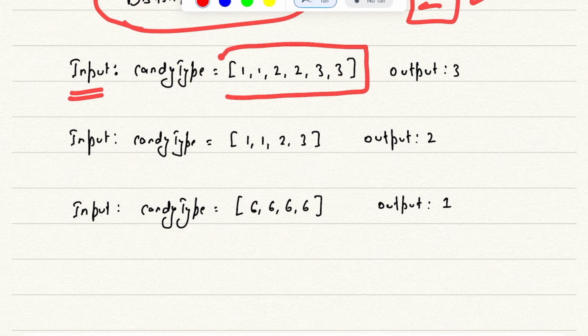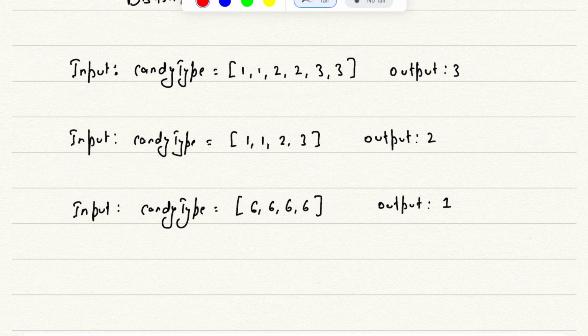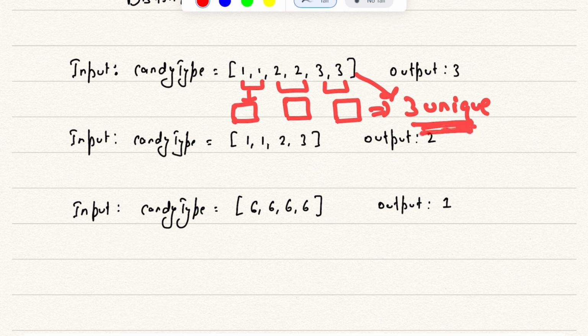We are given an array of integers where each integer represents a different type of candy. For example, these two are the same, so they represent a type of candy. These two are the same, so they represent another type of candy. These two are also the same, so they represent another type of candy. So in this example, we have three unique types of candies and in total we have six candies, right?